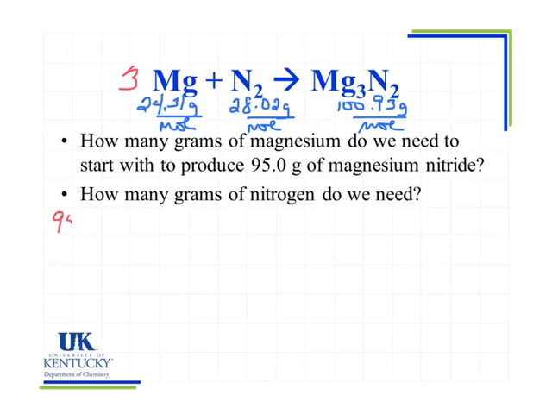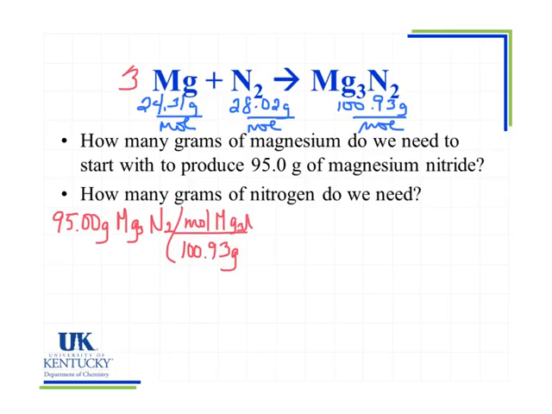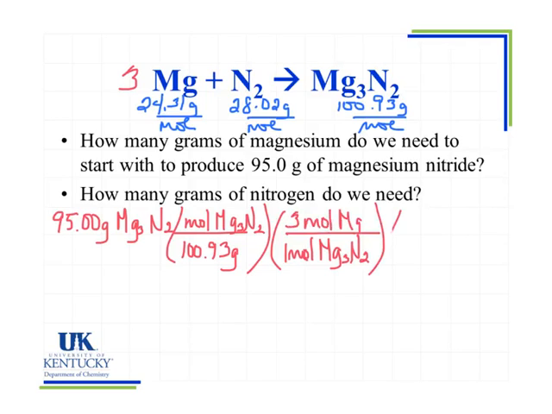So I'm going to start with my 95.00 grams of Mg3N2, and I'm going to convert to moles using the molar mass of magnesium nitride. And then I'm going to use my mole to mole ratio. So I'm talking about magnesium, so I notice that I have 1 mole of magnesium nitride for every 3 moles of magnesium. And then I can use the molar mass of magnesium, 24.31 grams per mole of magnesium, to find the grams.